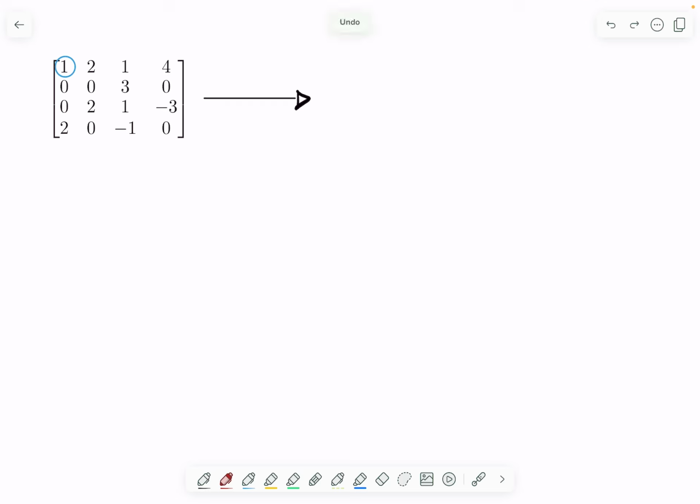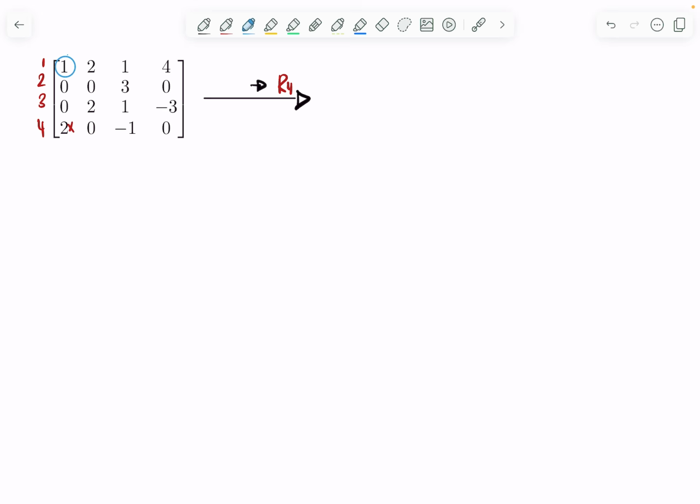So these are 0, so we're good. Then I just have to kill this one. So I want to kill something in row 4 because this 2 is in row 4. I want to use the pivot in row 1 to do so. Then I just add whatever's here. That's going to be row 4. And then to find out what I actually have to do, I'm just going to write these right here. So row 1 is 1, 2, 1, 4. Row 4 is 2, 0, negative 1, 0.